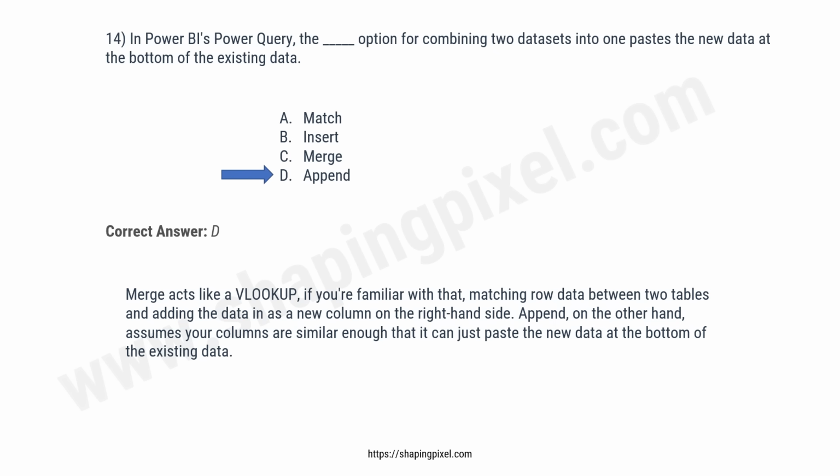Merge acts like a VLOOKUP, if you're familiar with that, matching raw data between two tables and adding the data in as a new column on the right hand side. Append, on the other hand, assumes your columns are similar enough that it can just paste the new data at the bottom of the existing data.